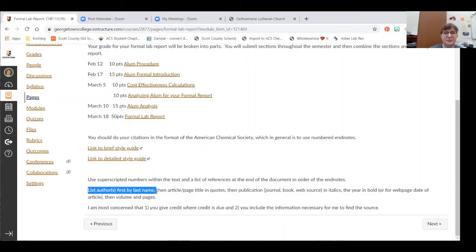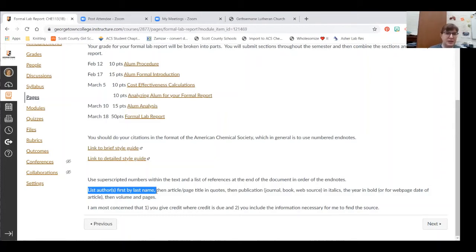And then if you are looking at something in print format, if it's a journal or a series of books, you would give the volume and then what pages those are on. So that's the general format. And if you stick with that for most things, then you're going to be okay.